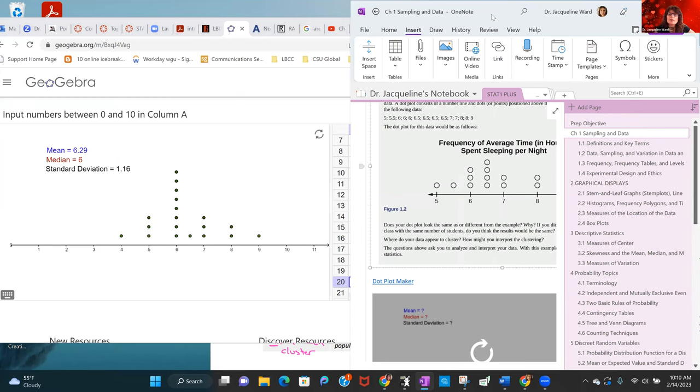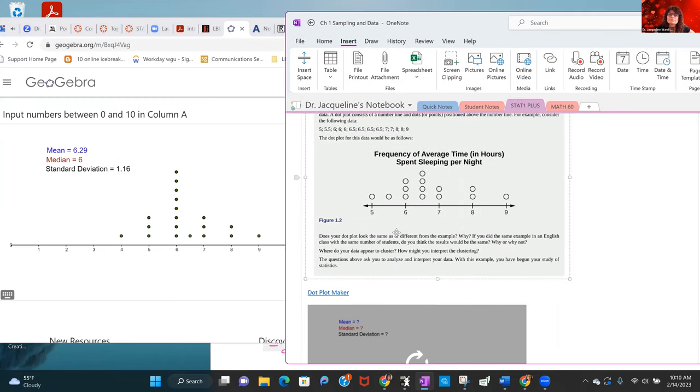What do you guys think? Same or different? Different because of the different data. Right. Technically, they're different because the data is different. For example, there are 3 dots for 7 here and 2 for 7 here, right? The lowest one here is 5. The lowest one here is 4. So definitely they're not exactly the same.